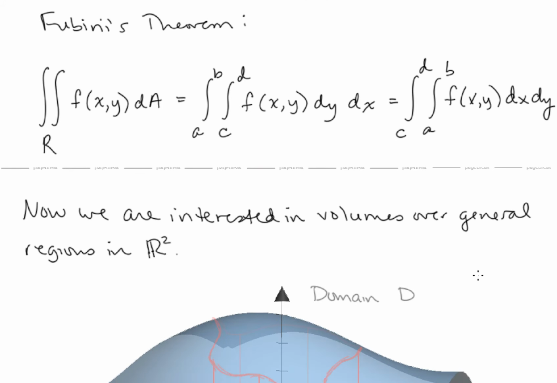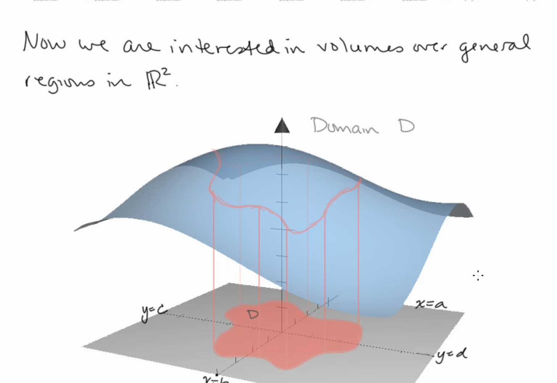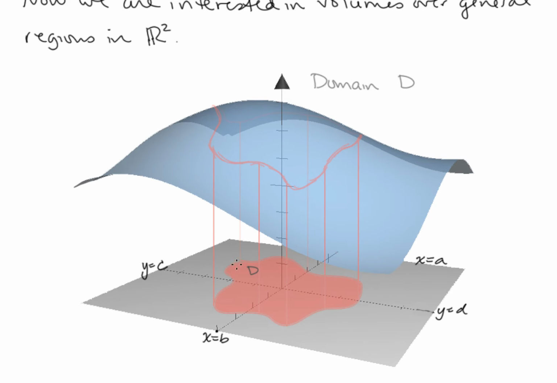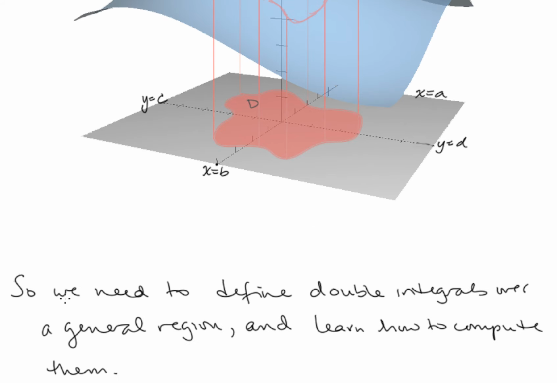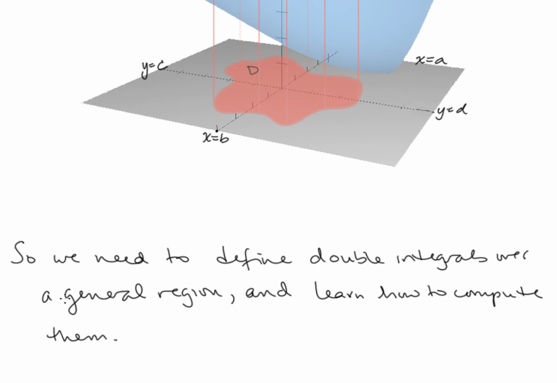Now we're interested in volumes over a general region in R2. So let's say our domain D is here, and this is what we are integrating over. We want to find, for example, the volume under this surface over the region D. So what we need to do is define a double integral over a general region, and then also talk about how to compute an integral like that.